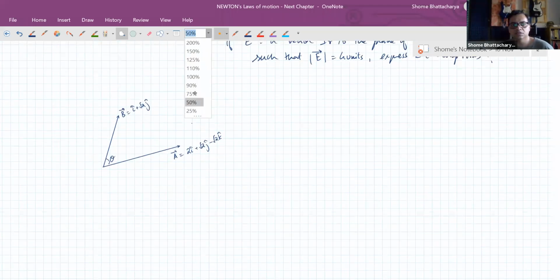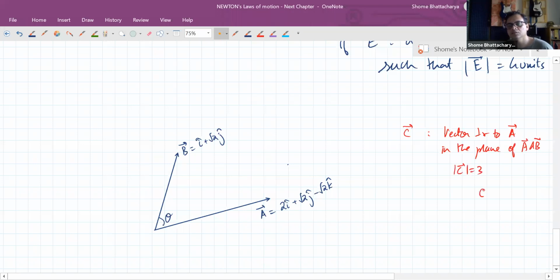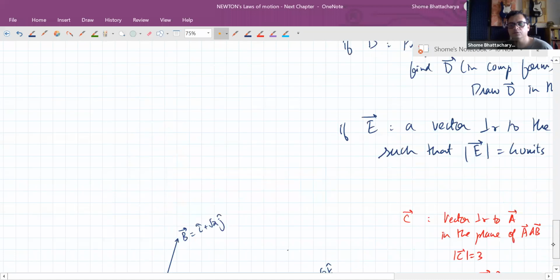So now see, in this, I want to express the vector C as a vector perpendicular to A, but in the plane of A and B. Okay. And magnitude of C is 3. So I want to find out what this vector C is. Okay, this is what I'm trying to do. Perpendicular to A, like this.